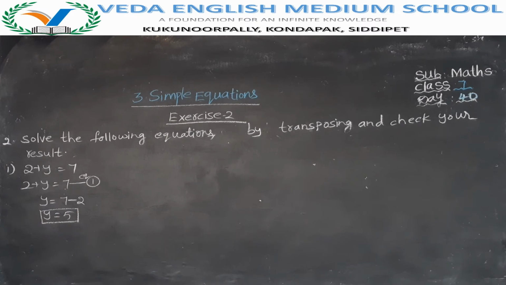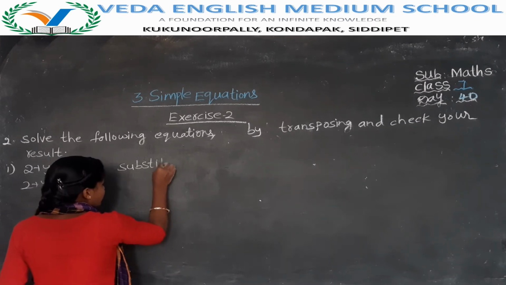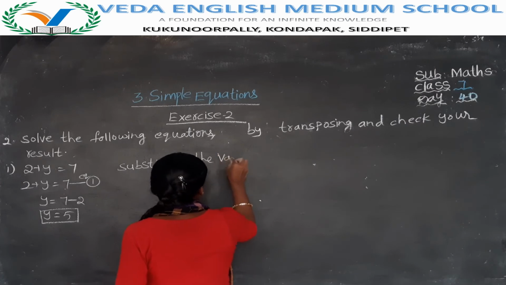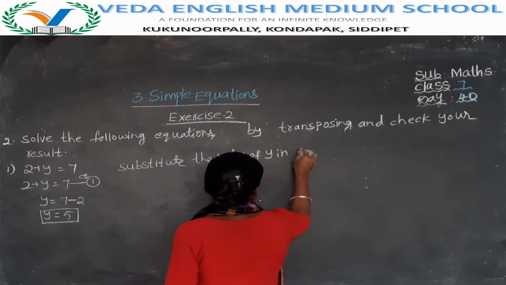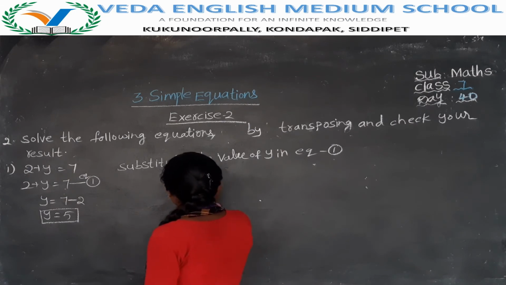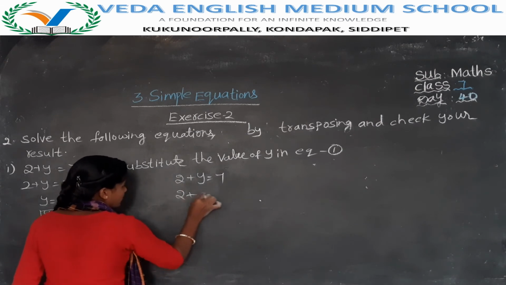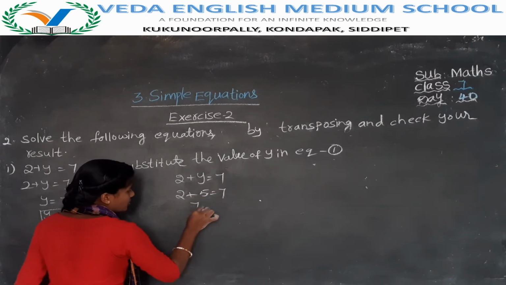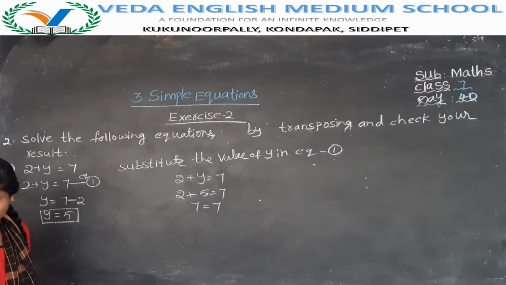Now to check the result, what do we have to do? Substitute the value of y in equation 1. What is equation 1, Nana? Equation 1 is 2 plus y is equal to 7. What is the value of y? The value of y is 5. So in the place of y we write 5: 2 plus 5 is equal to 7. 7 is equal to 7. So the value of y is correct. First solution has completed. Next, second solution.